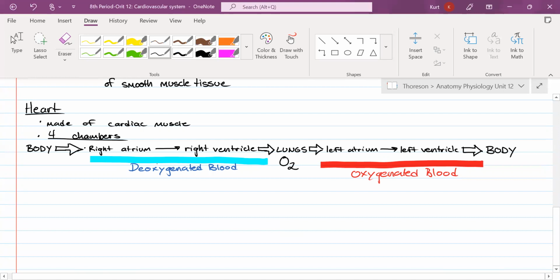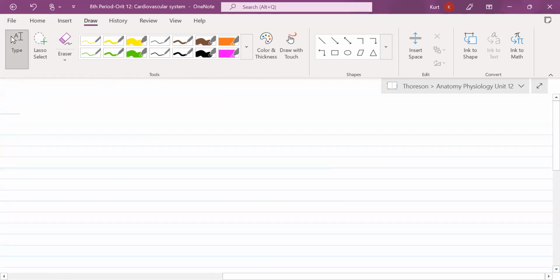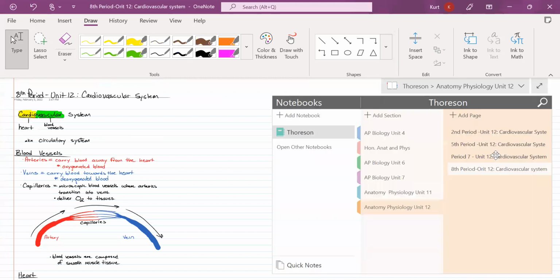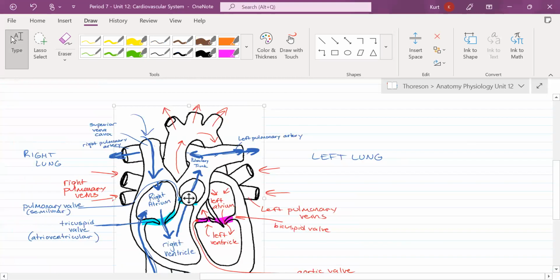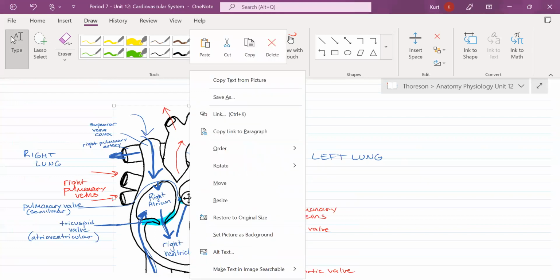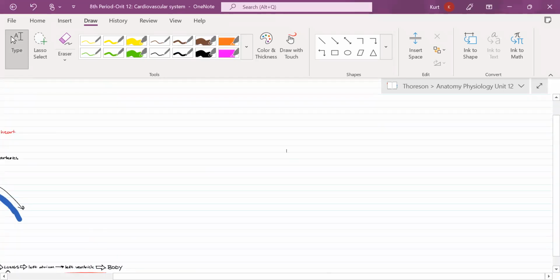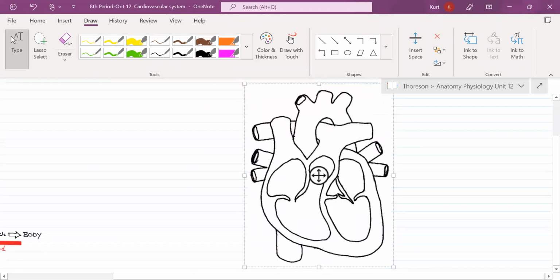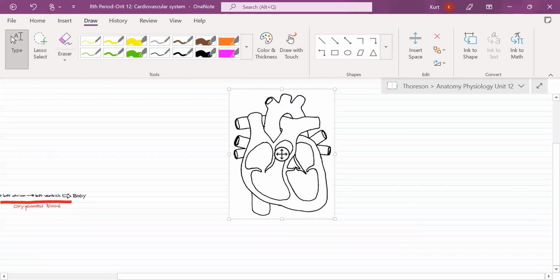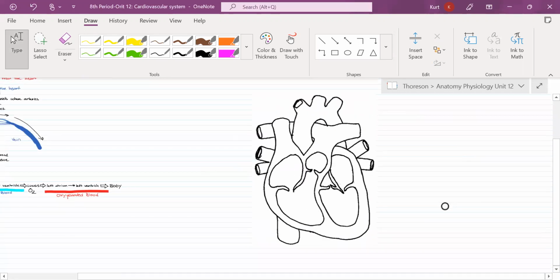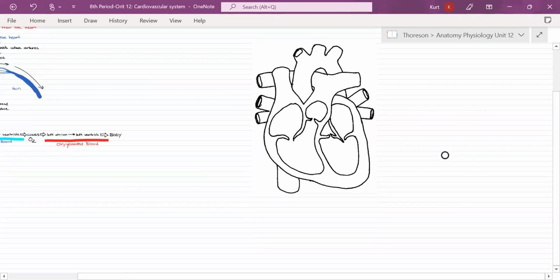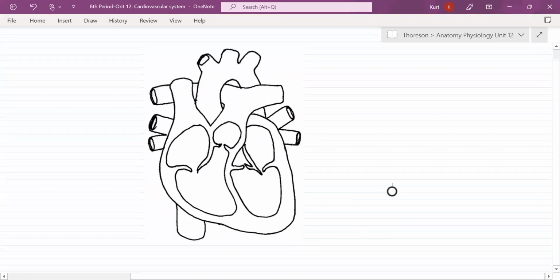So if you guys can please switch on over to the handout that I gave you with the diagram of the heart. What you're looking at is a frontal cross-section of the heart. Okay. You also have a list of terms. I want you to put a check mark next to each term as we eliminate it from our list.